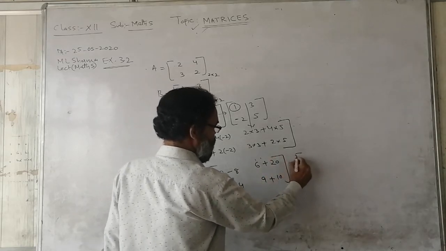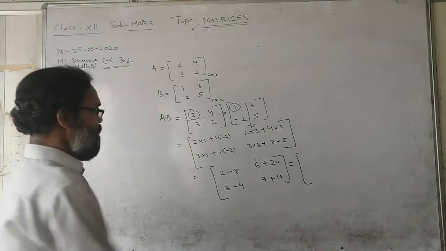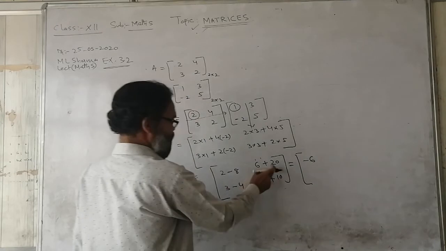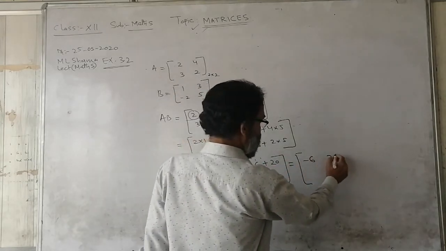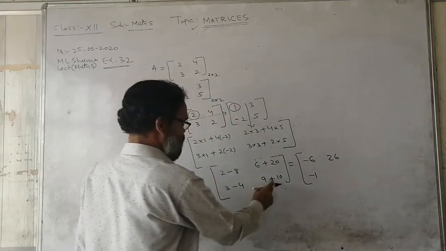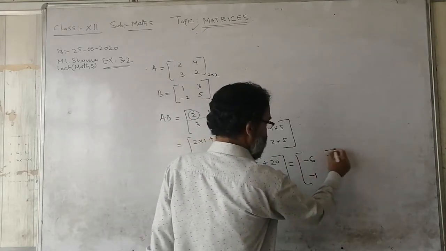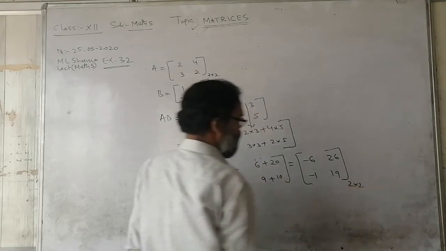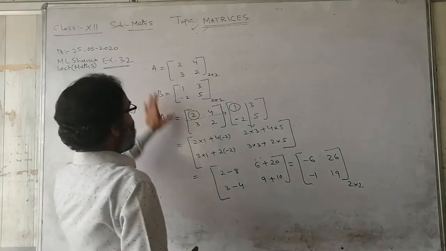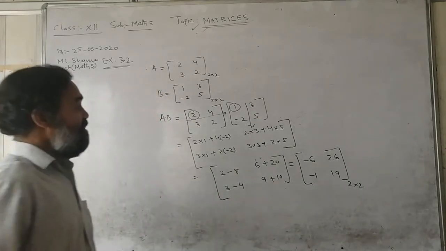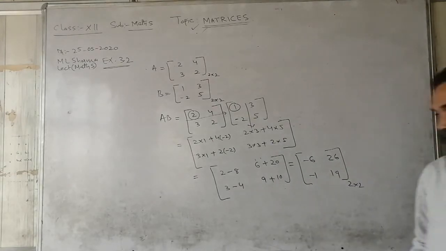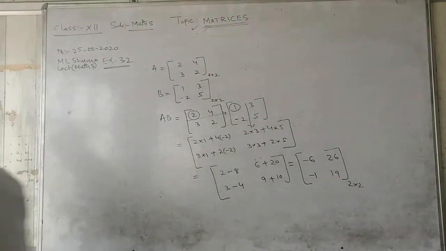So this matrix will equal 2 minus 8 is minus 6, 20 plus 6 is 26, 3 minus 4 is minus 1, and 19 here. So this matrix is again a matrix of 2 by 2. So in this way, two matrices of order 2 by 2 are multiplied. So another question.